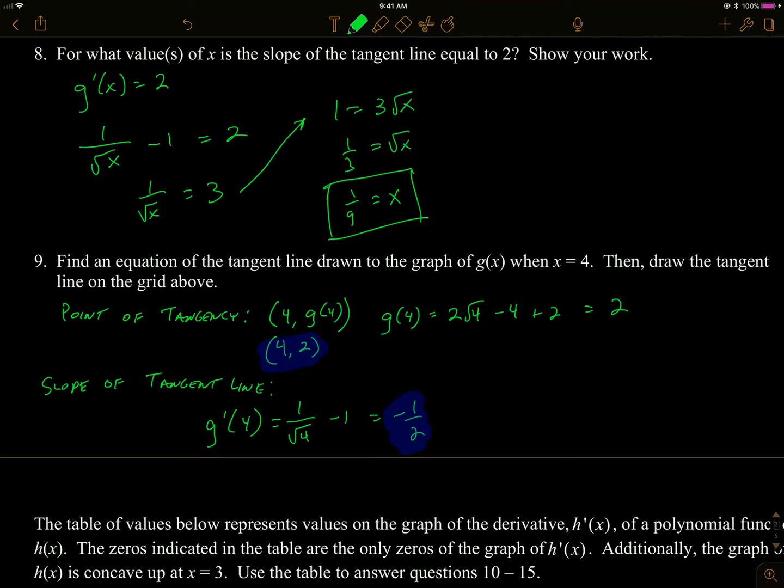So now they want us to write the equation. It's y minus 2 equals negative 1/2 times (x minus 4).